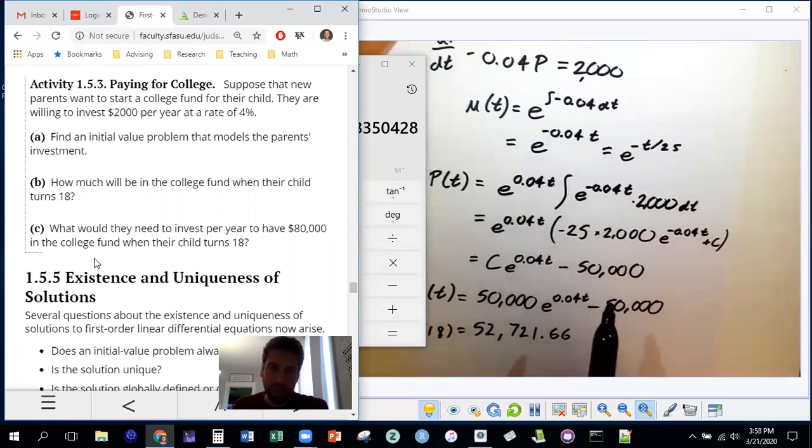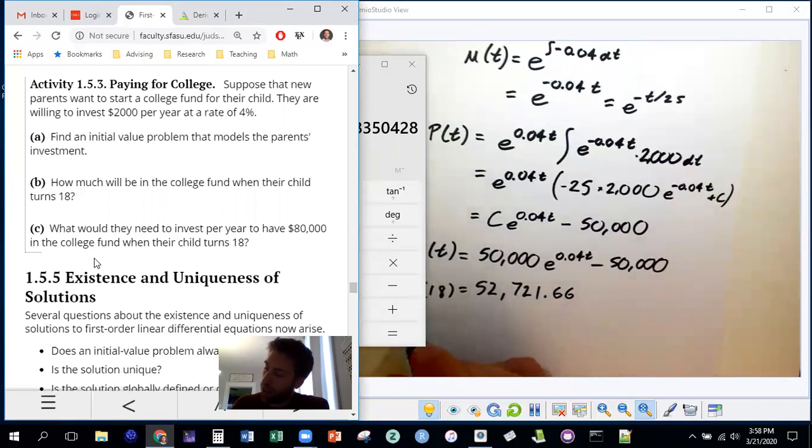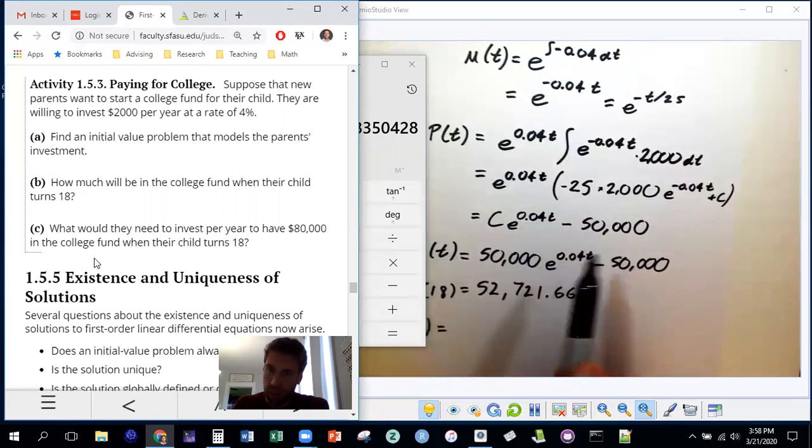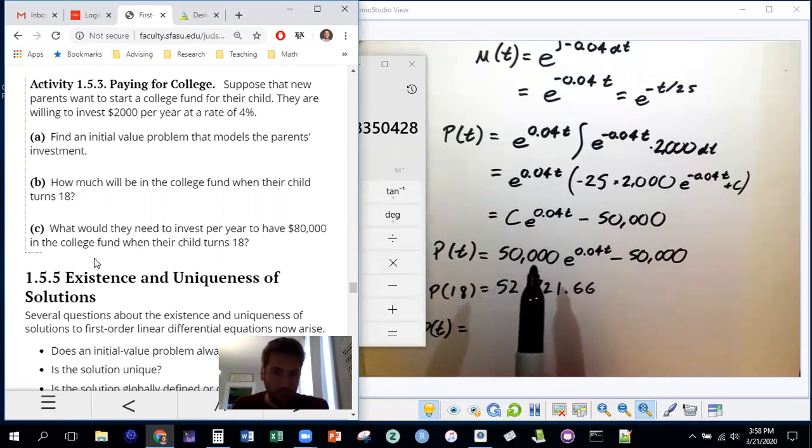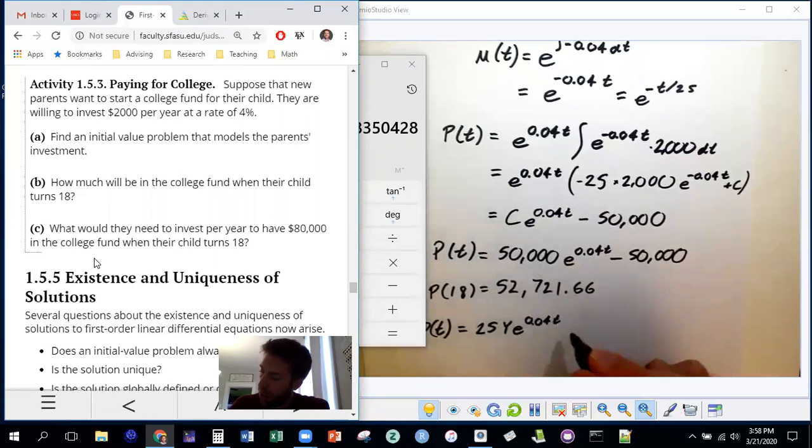Let's not overcomplicate it. Let's say your yearly payment, we can't use P because we're already using P for principal, so we could use capital Y. So P of t equals, instead of 50,000, 25 Y times e to the 0.04 t minus 25 Y. Okay, and I want this to equal 80,000 when t is 18.